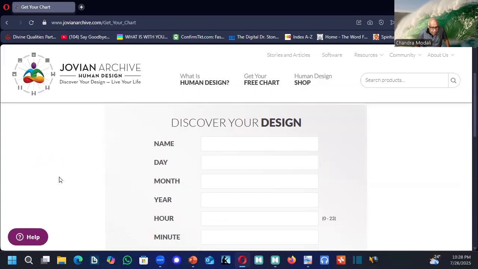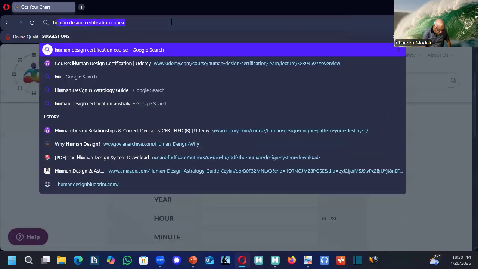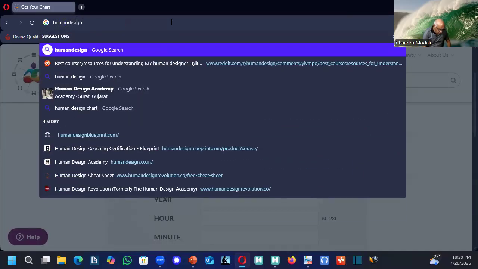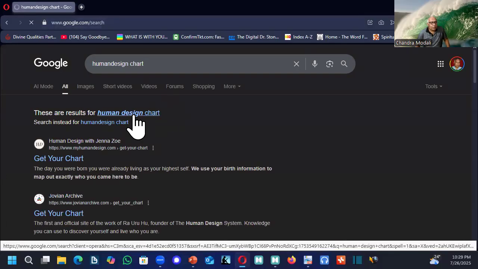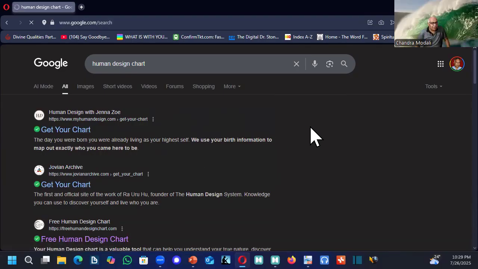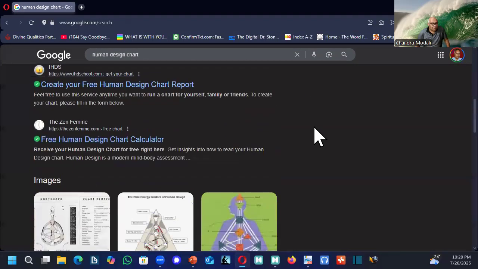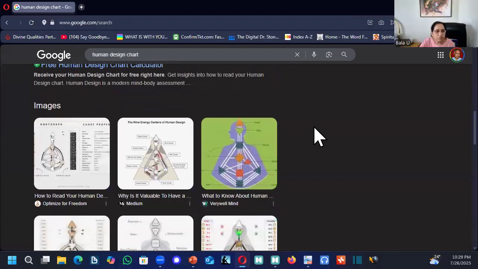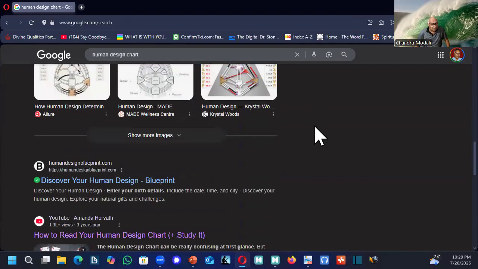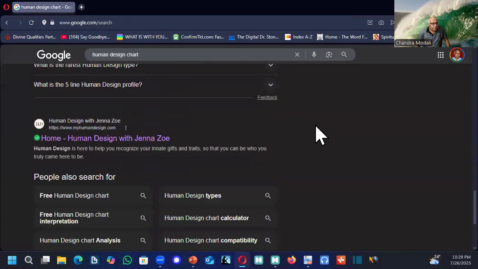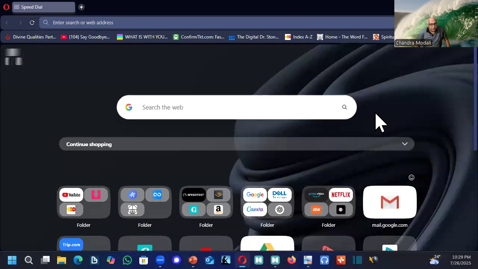What is that, ma'am? You are showing some book? No, I just took the picture, Jovian Archive chart. Oh, okay. Now, there are many. If you really search for this, you will get so many: Human Design, get your chart. There are so many providers. But this is a wonderful science for all of us.